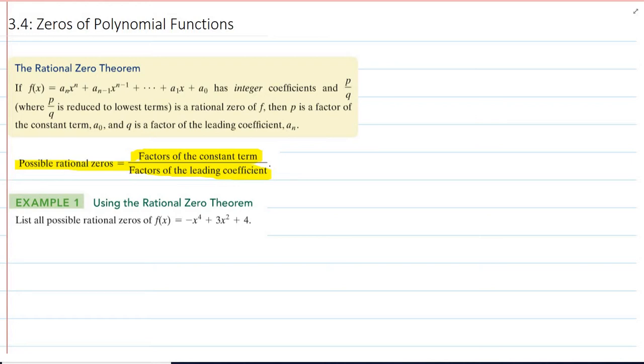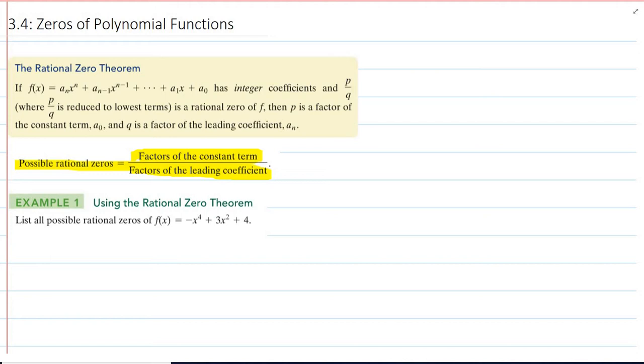Hello guys, today we're going to study 3.4, zeros of polynomial functions. Here we have the rational zero theorem. Possible rational zeros are just the factors of the constant term over the factors of the leading coefficient.